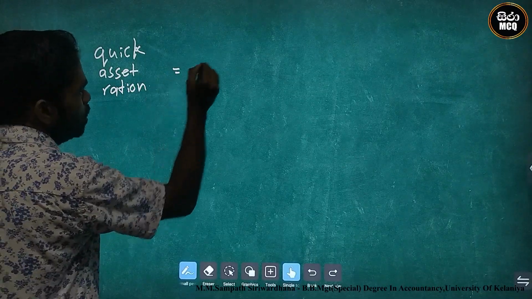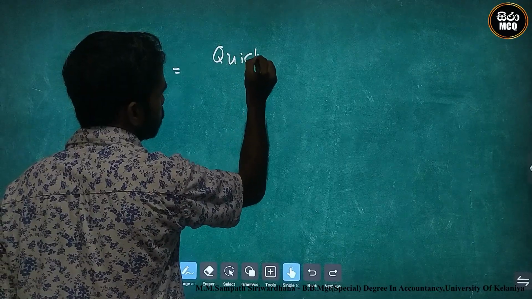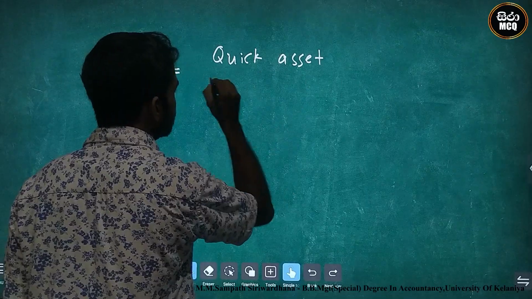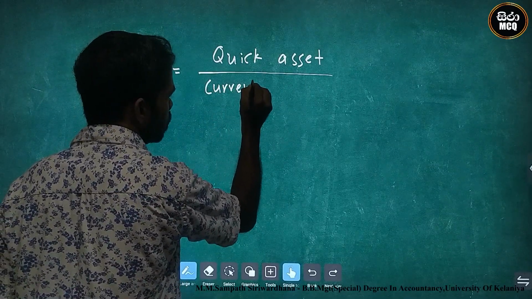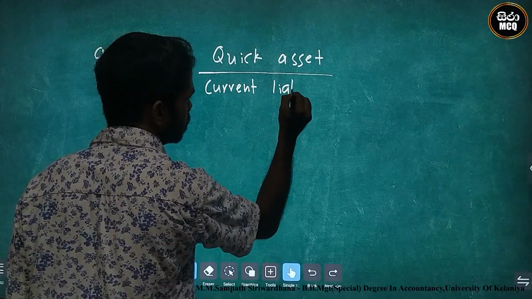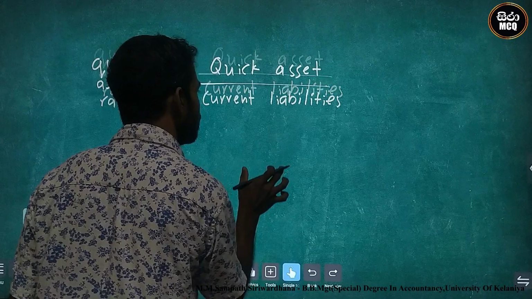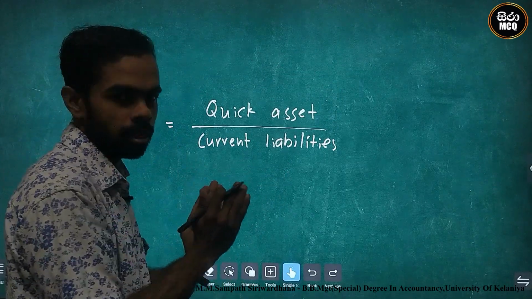How can we calculate it? Quick assets divided by current liabilities. You know what current liabilities are? Current liabilities are short-term liabilities.